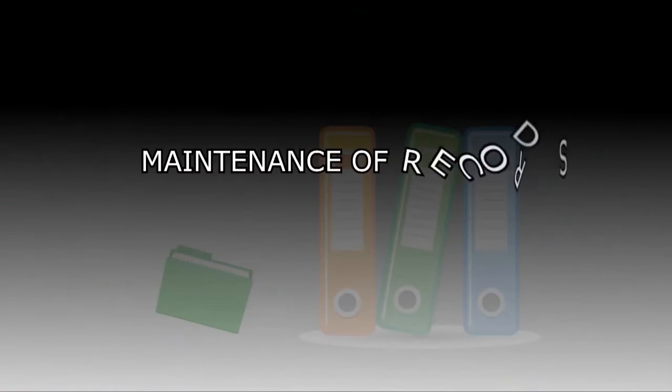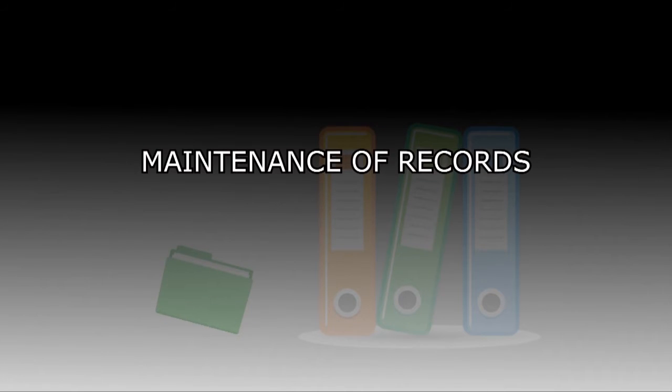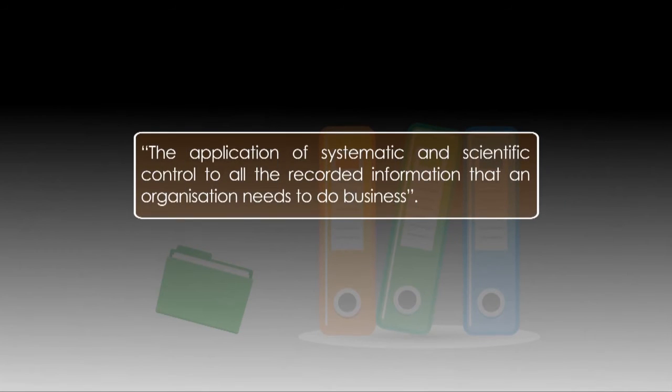Now we have another subheading, that is maintenance of records. Maintenance of records or record management involves the storage, retrieval and use of information. More precisely, it is the application of systematic and scientific control to all the recorded information that an organization needs to do business.